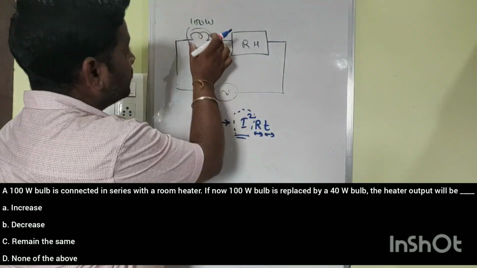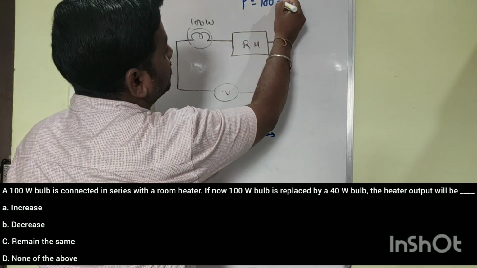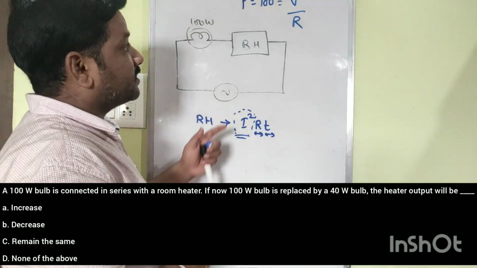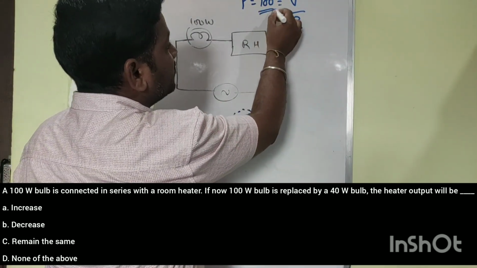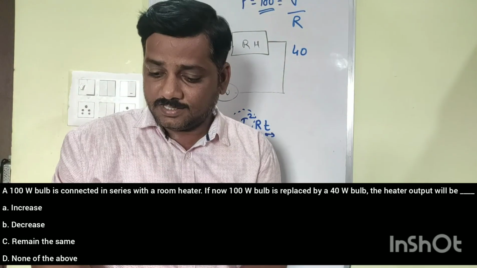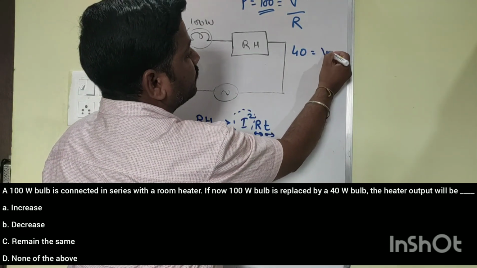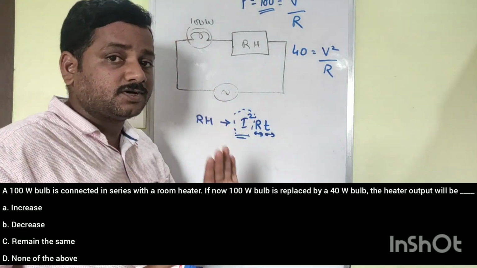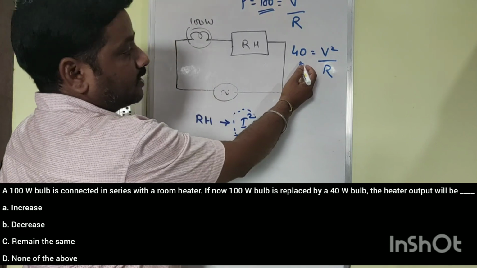I can say, what is this 100 watt bulb now? If its power is 100 watt, we can give the relation of P as V square by R. Whereas you can understand this, we don't know what the voltage is, but instead of 100 watt, now I am making it 40 watt. The question says that the bulb has been replaced by 40 watts. So if I replace it with 40 watt, V square by R, here the voltage remains the same, the source is not removed or replaced, but power has been reduced.